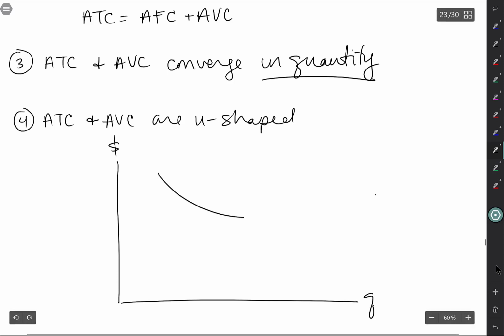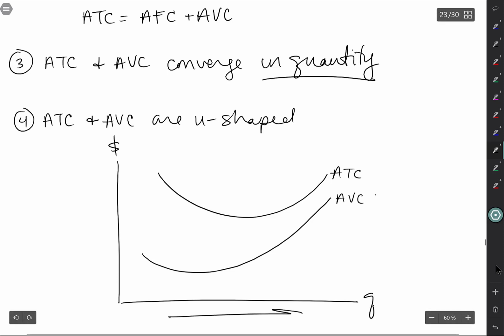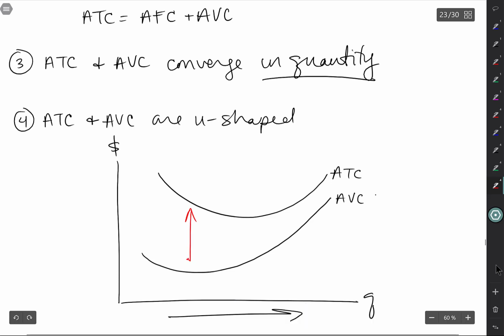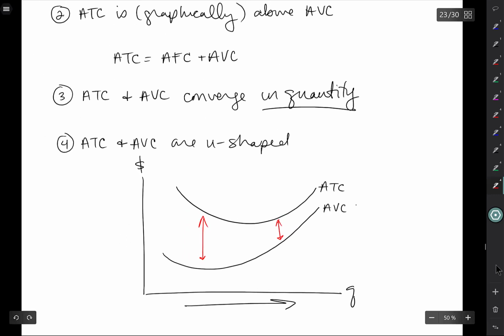So here we go. There's ATC, average total cost. It is above average variable cost. Average variable cost is also U-shaped, and they come together as quantity increases. So here's my U-shaped AVC. Not only is it U-shaped, but as quantity increases, the gap between them is smaller because they're converging. That's what we mean by number 3. So notice that we have all 3 properties here.